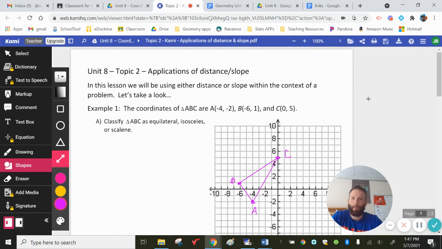Hello, everybody. Let's talk about Unit 8 and Topic 2. This is applications of distance and slope formula. So what we're going to look at is just using these formulas within the context of a problem.